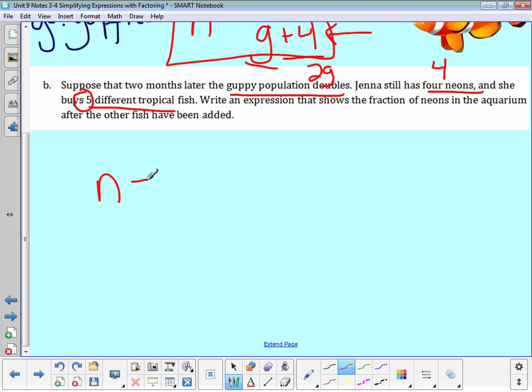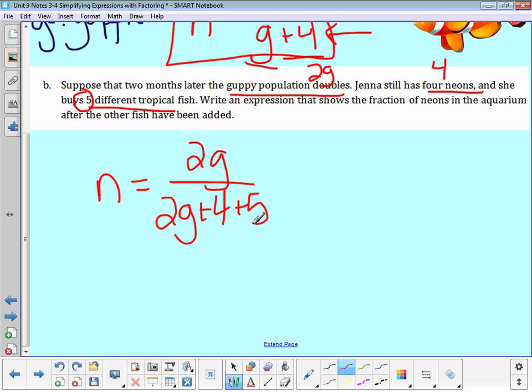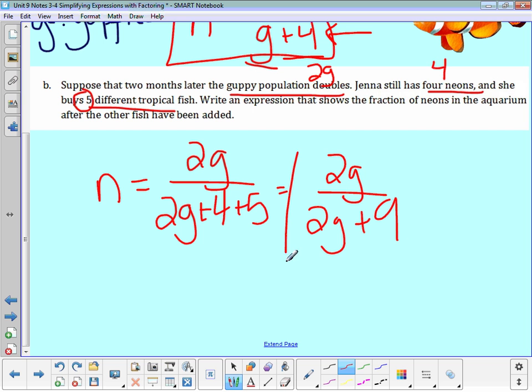So the neons are equal to the 2g amount of guppies divided by the total, which is the 2g, plus the 4 neon, plus the 5 tropical. So that is 2g over 2g plus 9. And that is your simplified expression.